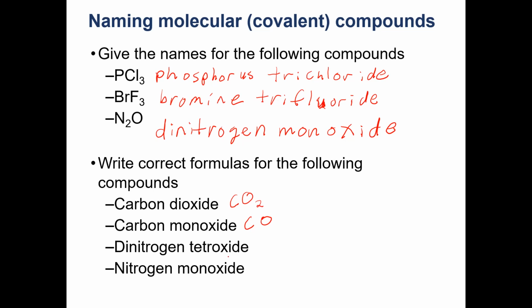Dinitrogen tetroxide, di means there's 2. Tetra means there's 4, so we have N2O4. Nitrogen monoxide, there's no prefix, so we know there's only 1 nitrogen. Mono means there's only 1 oxygen, so that would be NO.